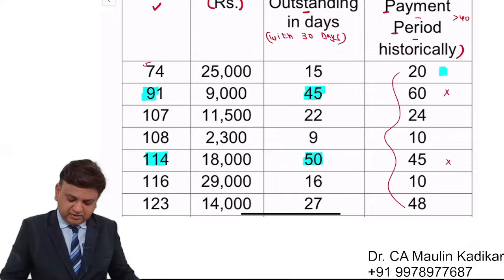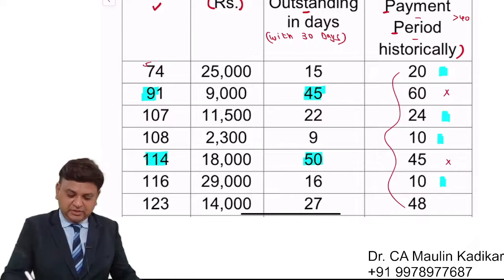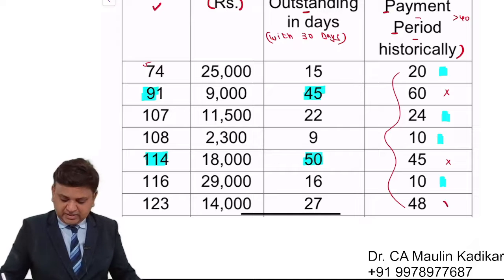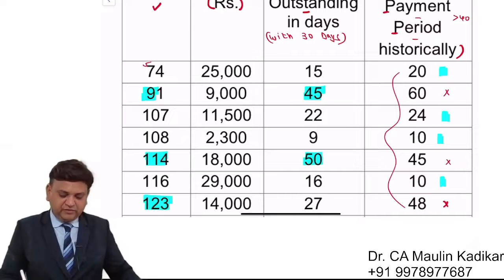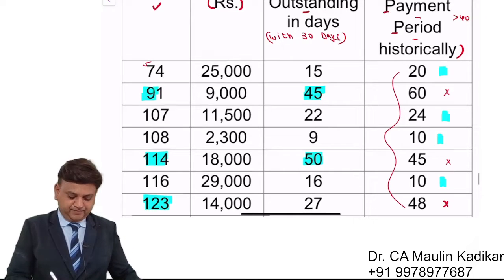20 is within 40, 24 is within 40, 10 is within 40, again 10 is within 40, and 48 is exceeding 40. So we understand that this customer is again not qualified for the purpose of lending.